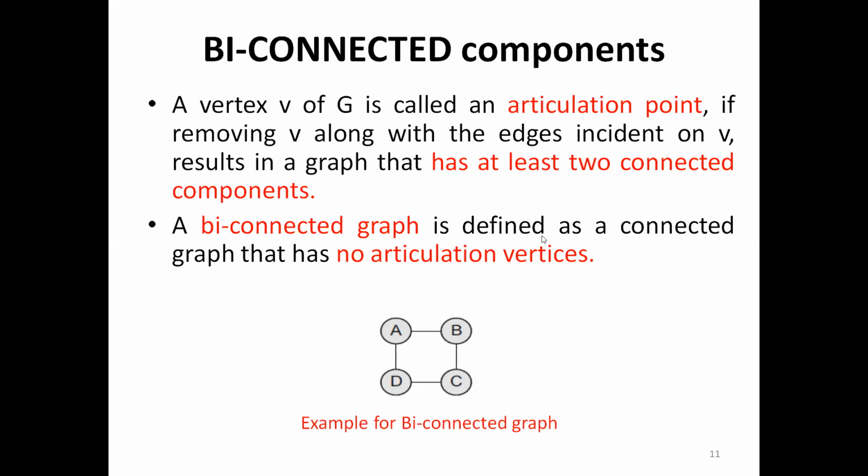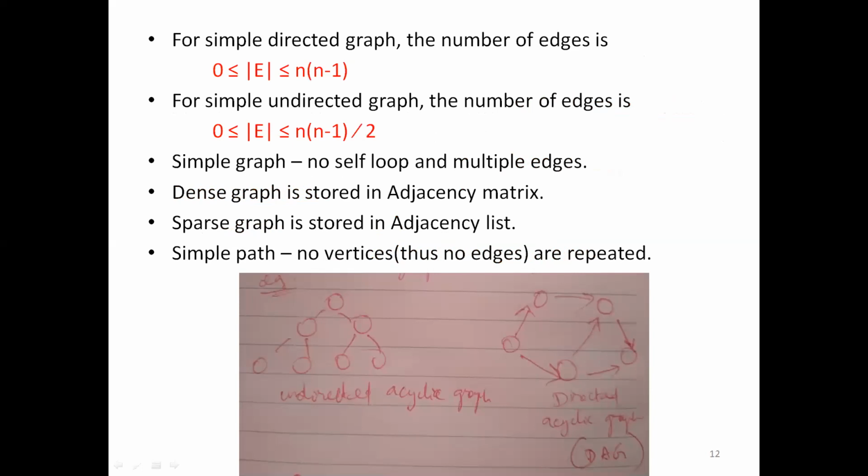So next, we'll see how many edges are required for directed and undirected graphs. In case of a simple directed graph, keep in mind we are always talking about the simple graph. A simple graph does not consist of any self loop or multiple edges. Those kinds of graph you call a simple graph.